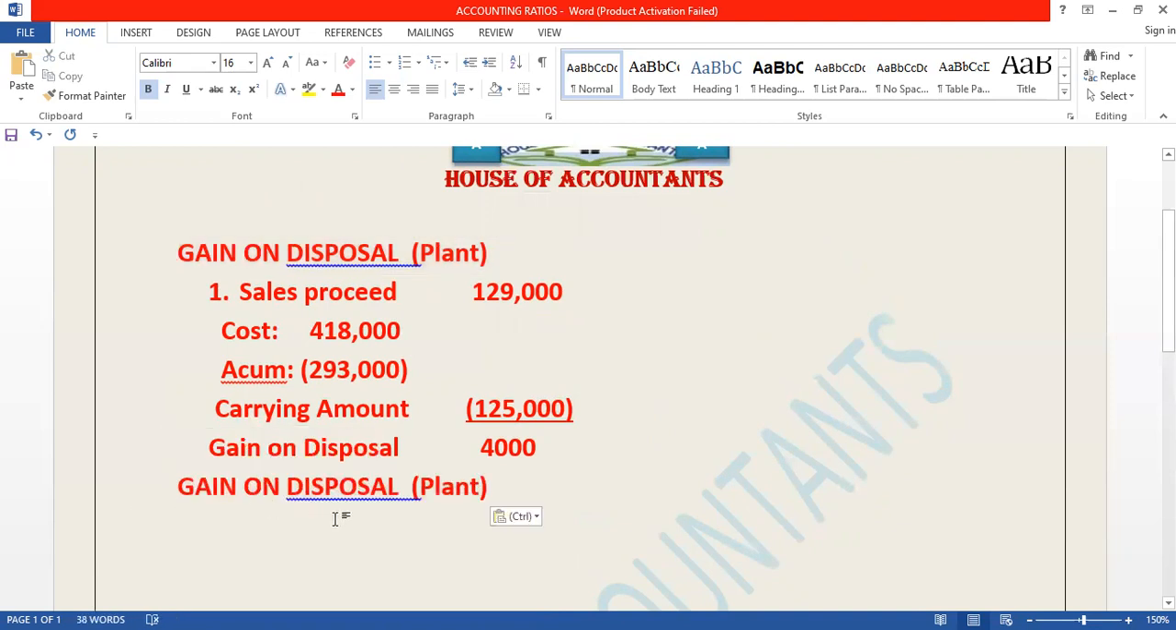So this will be on the old car. So what is the sales proceed of the old car?